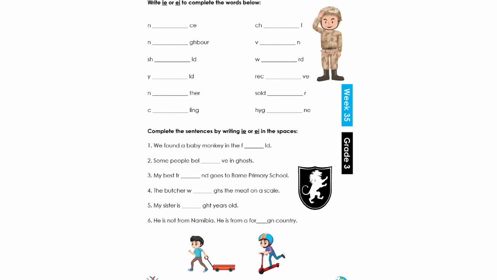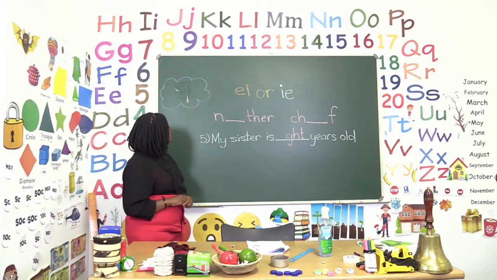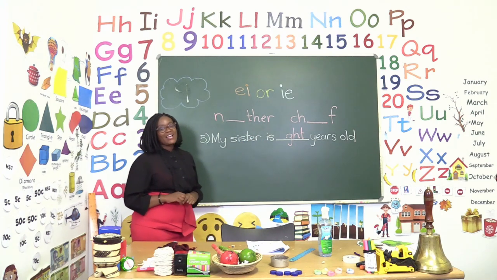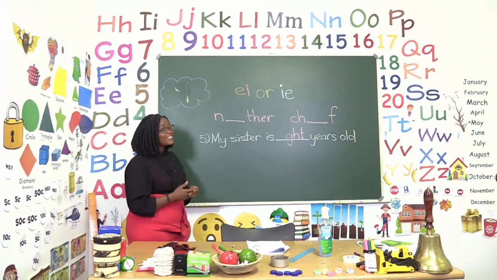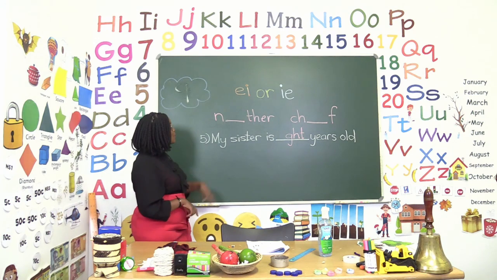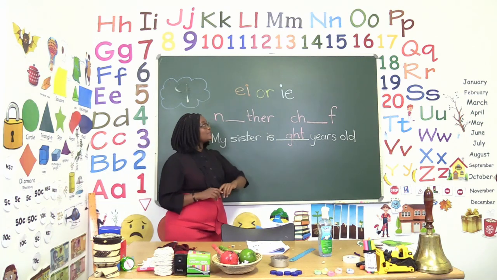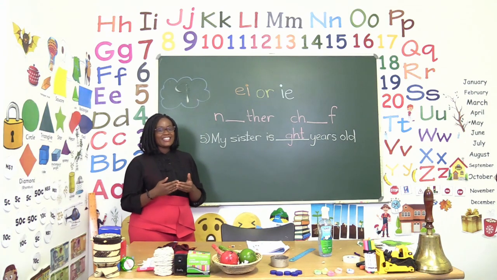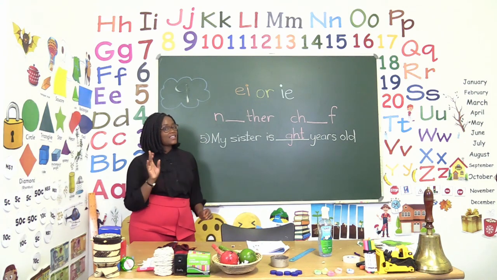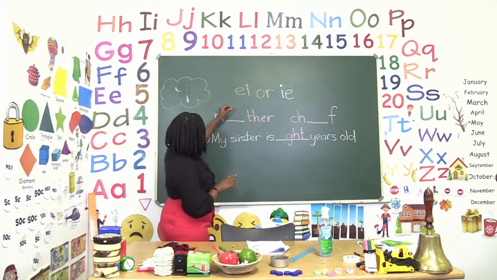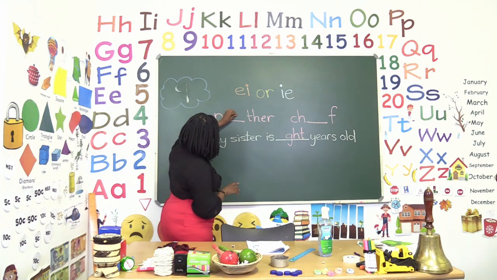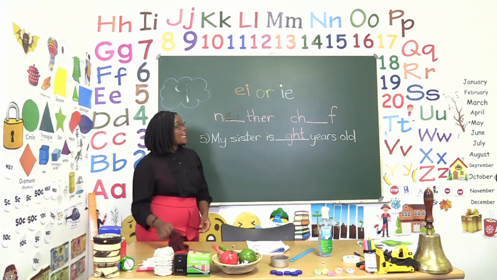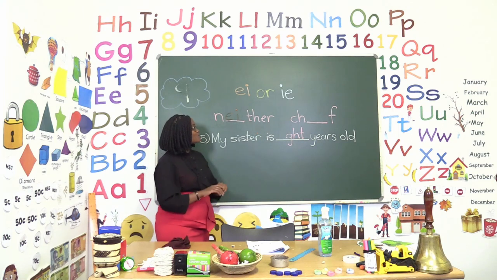Now, the first word that we have is the word neither. Neither. So, neither is in the negative. But what helps us know whether it's EI or IE is how we say it, neither. So if it is the E sound that is coming out, then that means we use EI first. Very good. Then we have the next one.